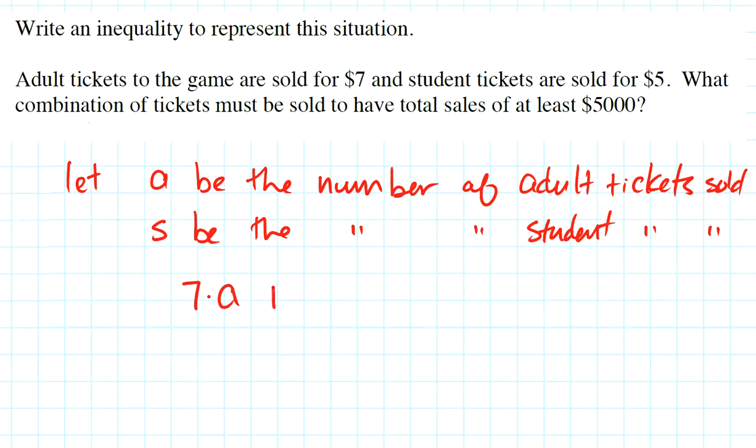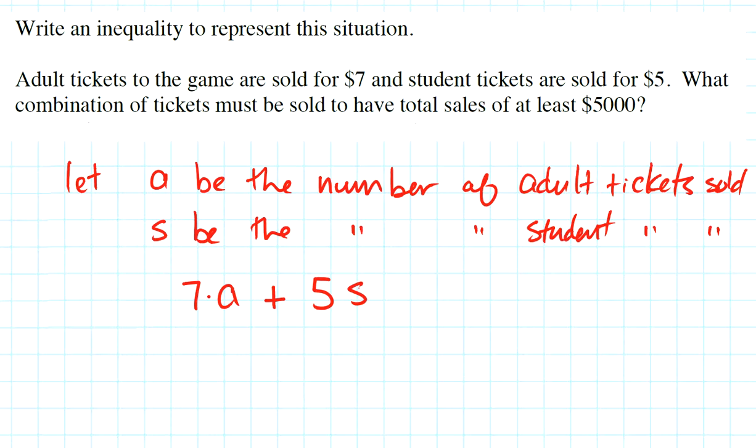And then I could add to that $5 for every single student ticket sold. So that expression represents how many dollars I make for selling student tickets. Now, together this expression, and I don't know how many adult or student tickets I've sold, and I don't know what combinations they are, and frankly this problem doesn't give me enough information to really make that determination.